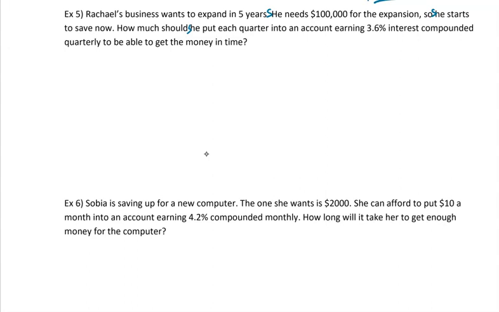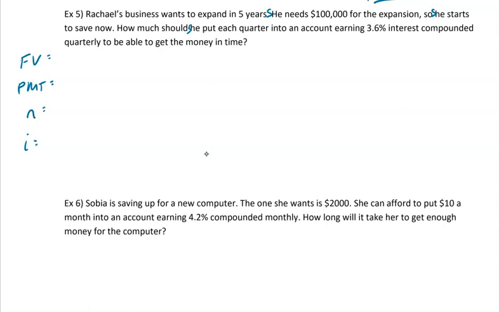All right, so she needs $100,000 for the expansion, so she starts to save now. How much should she put each quarter into an account earning 3.6% interest compounded quarterly to be able to get the money in time? Okay, so first thing that we're going to do is, again, we are going to go ahead and write out all of our different variables. So FV, PMT, N, I. All 4 of those are going to be written out every single time.